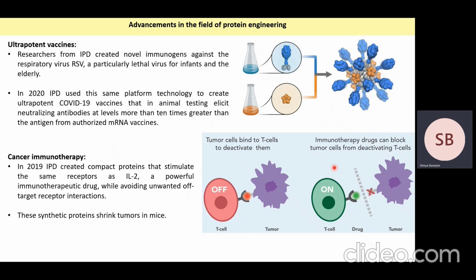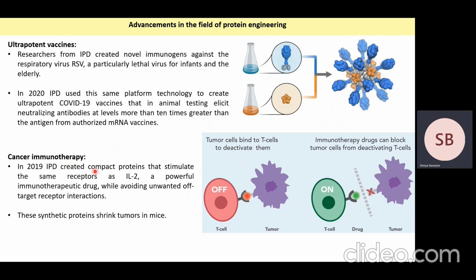One is ultra-potent vaccines. So researchers from IPD have created novel immunogens against the respiratory virus RSV, which is particularly lethal for infants and elderly. This technology was also used to create the ultra-potent COVID-19 vaccines that in animal testing found efficiency of more than 10 times than the antigen from the mRNA vaccines. Then there is cancer immunotherapy.